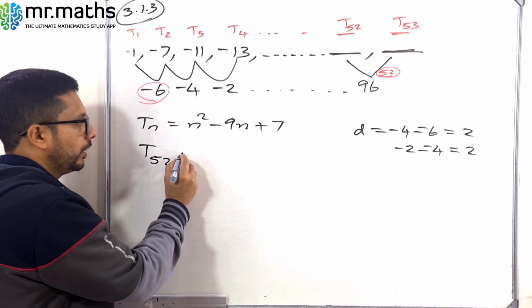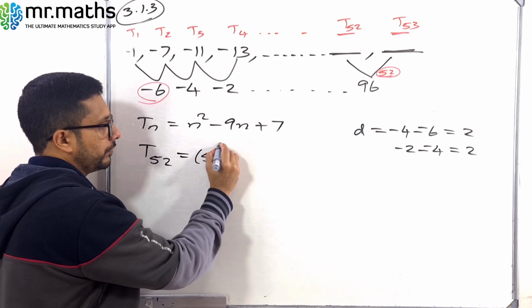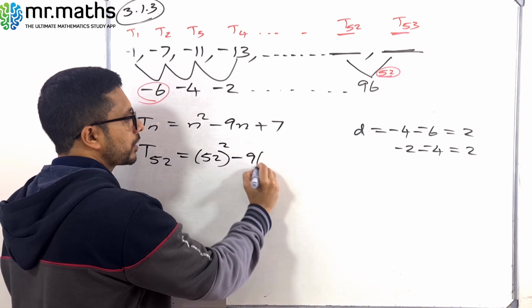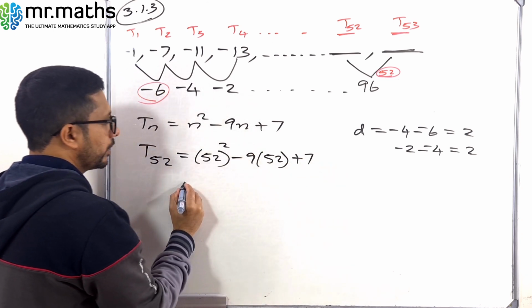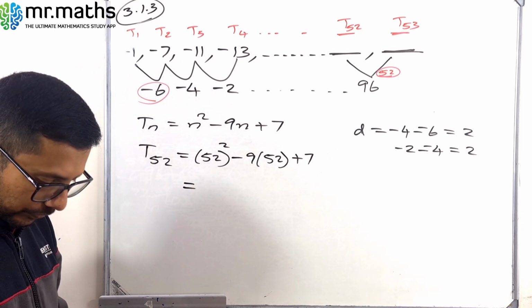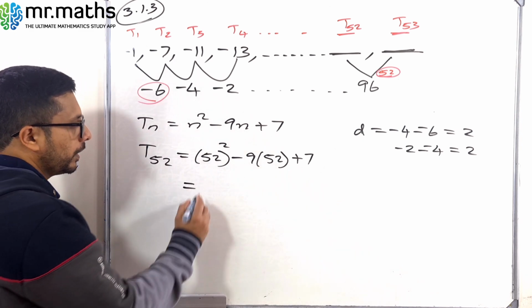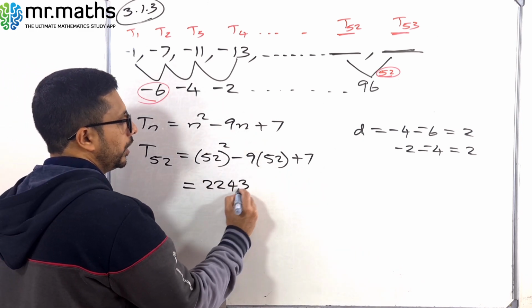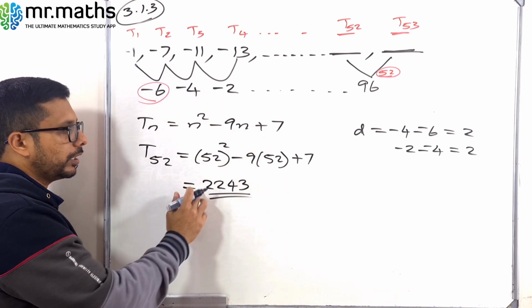T52 is equal to, now we have to substitute the value of n as 52: 52 squared minus 9 into 52 plus 7. So check in your calculator what is the answer for that one. T52 is 2243. So it means that the 52nd term is this one.